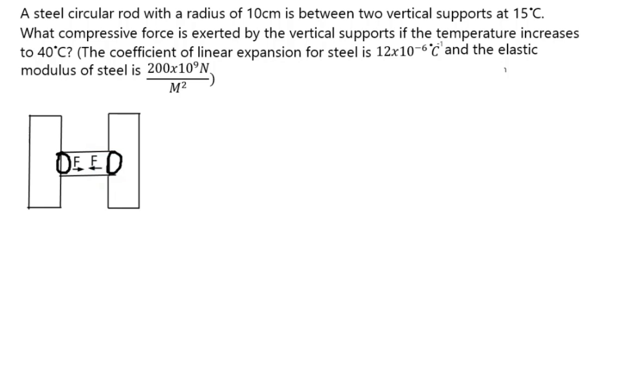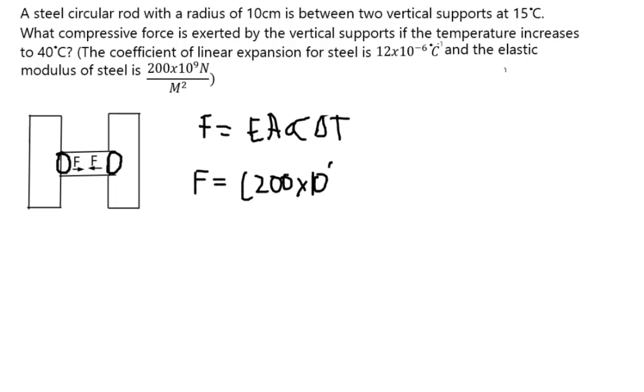The two vertical columns are clamping the circular rod. So, to calculate the force being exerted there, we're going to use this equation. Force is equal to Young's modulus times the area of the circular rod times the coefficient of linear expansion times the change in temperature. So, our Young's modulus, as given, is 200 times 10 raised to the 9th power.